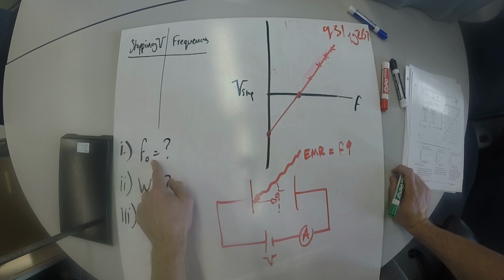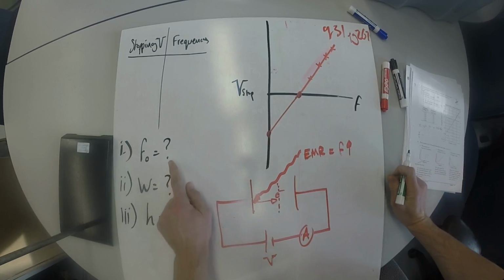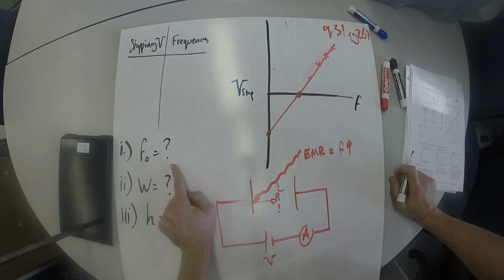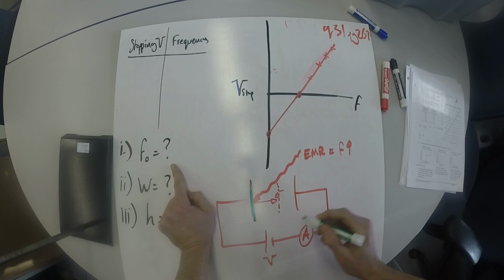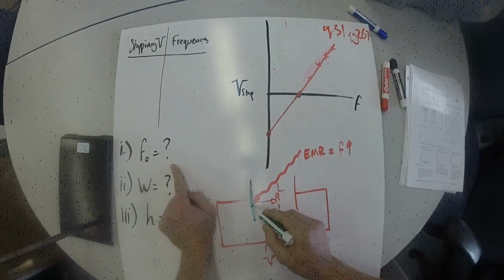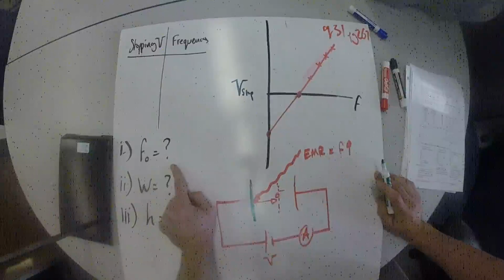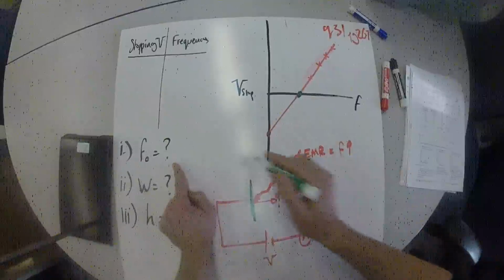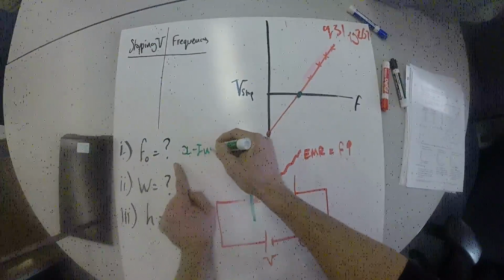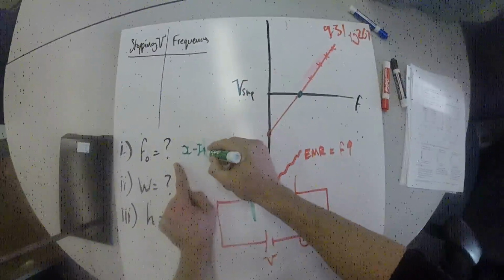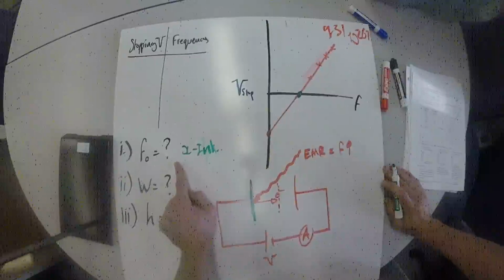For the threshold frequency, that is going to be the point at which the electron is ejected from the plate. In other words, that's the threshold frequency with which it can overcome the work function and get the electron kicked out. And on here, it's going to be the x-intercept. That's your threshold frequency.